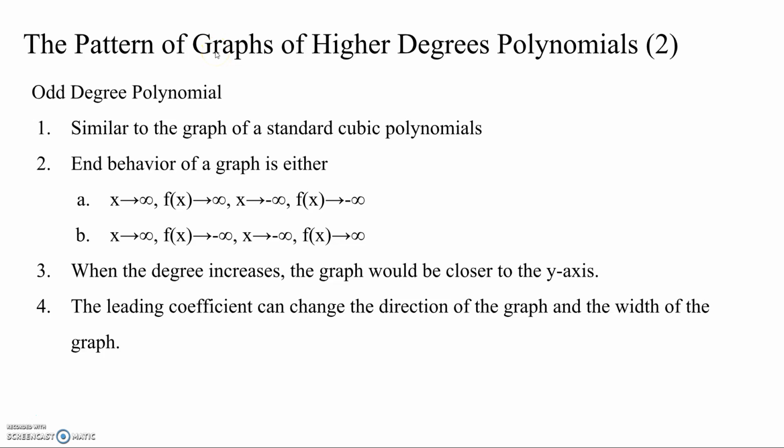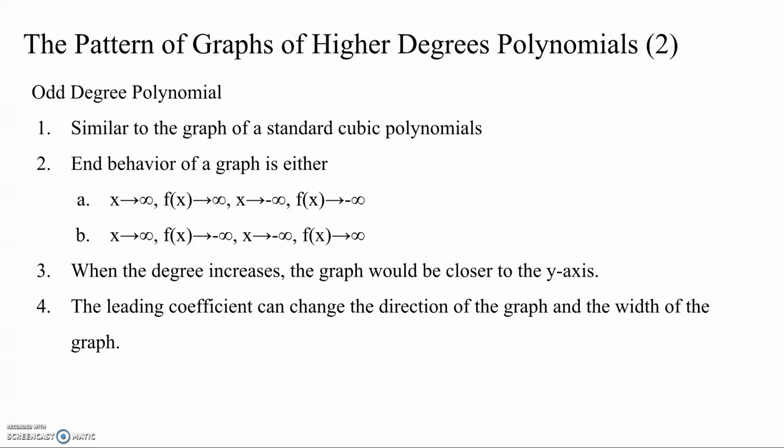So here are the odd degree polynomial properties. They are all similar to the graph of our standard cubic polynomial, and I will show you a graphic example on the next slide. And the end behavior is: when x goes to positive infinity, the y value is going to be positive infinity, and when x goes to negative infinity, the y value is going to be negative infinity. So they are always on opposite sides.